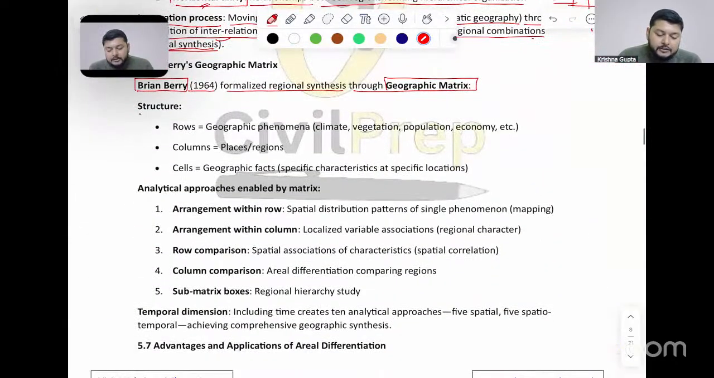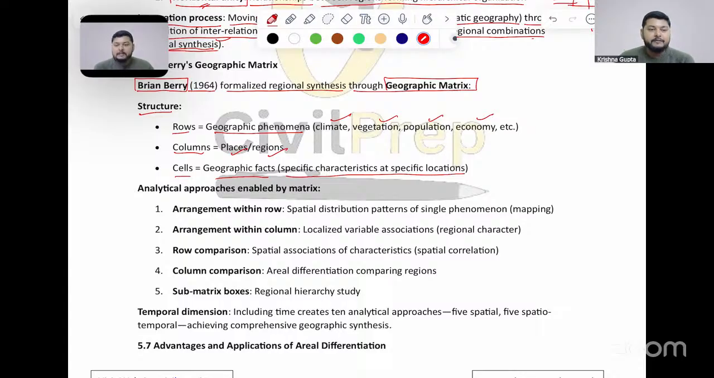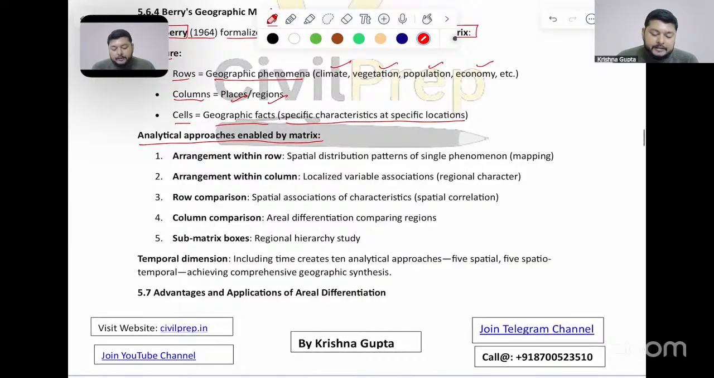Now, structure. Rows: geographic phenomena like climate, vegetation, population, economy, etc. Columns: places and regions. Cells: geographic facts, specific characteristics at specific locations. Analytical approach enabled by the matrix here.